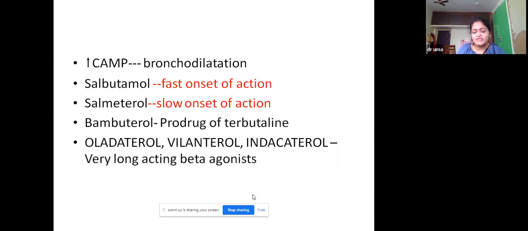Salbutamol has a fast onset of action, but salmeterol has a slow onset of action. For this reason, salbutamol is used in status asthmaticus, but not salmeterol. Bambuterol is a prodrug of terbutaline. The very long-acting beta agonists are vilanterol, olodaterol, and indacaterol. Their action lasts for more than 24 hours.